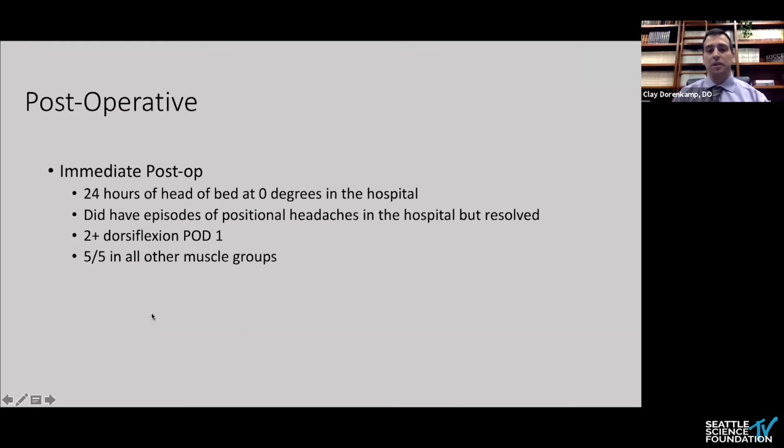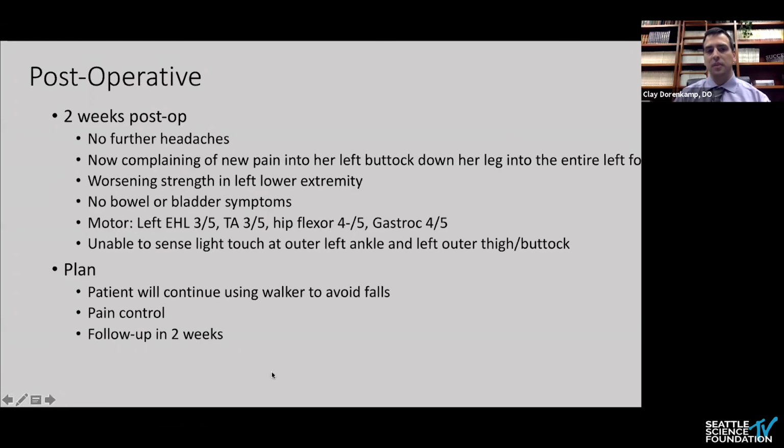She was noted to be 2 out of 5 with her dorsiflexion on postoperative day 1, so now with significant tibialis anterior weakness, but 5 out of 5 in her other muscle groups. 2 weeks post-op, she had no further headaches, but she was now complaining of new pain in her left buttock, down her leg, into the entire left lower extremity and foot.